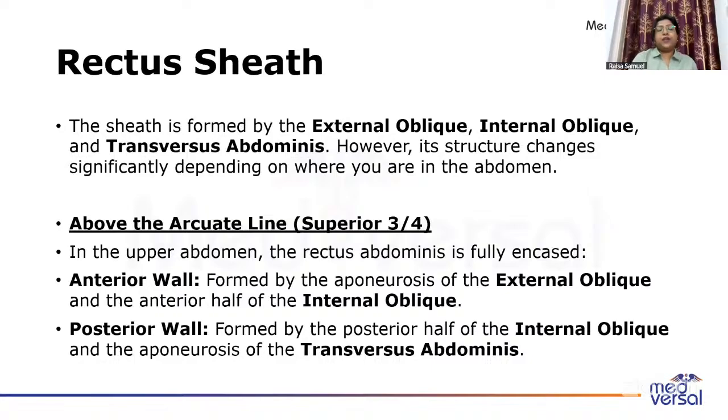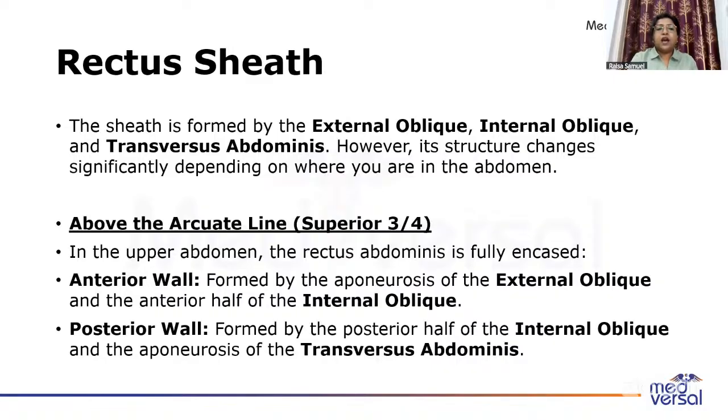Now the next most important layer of the abdominal wall is the rectus sheath. The rectus sheath is usually formed by the external oblique, internal oblique, and transversus abdominis muscles. However, its structure changes significantly depending on where you are in the abdomen. So usually the arcuate line, I'll be showing the diagram.